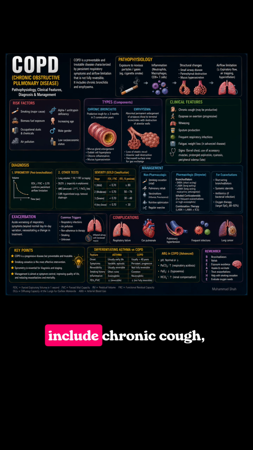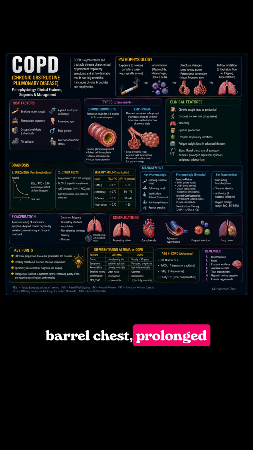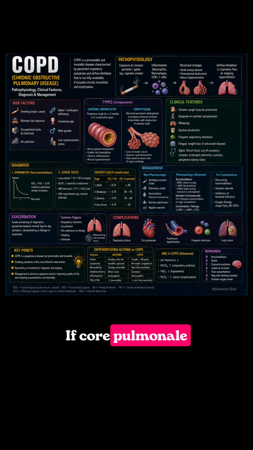Clinical features include chronic cough, sputum production, wheezing, progressive dyspnea on exertion, frequent respiratory infections, fatigue, and weight loss in advanced disease. On exam, you may see barrel chest, prolonged expiration, accessory muscle use, cyanosis, or peripheral edema if cor pulmonale develops.